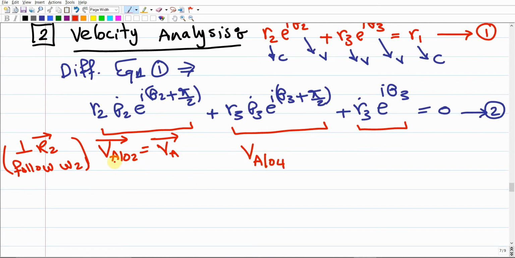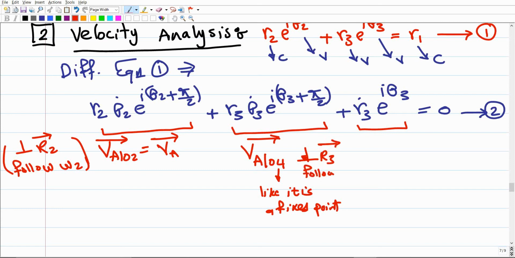Remember that the other one was with respect to point O2. And O4, which O4? The O4 that belongs to the link, like it is a fixed point. Make sense? And this component should be perpendicular. There is pi over 2. It should be perpendicular to the R3, but follow the omega 3 direction, which is theta 3 dot. Make sense?